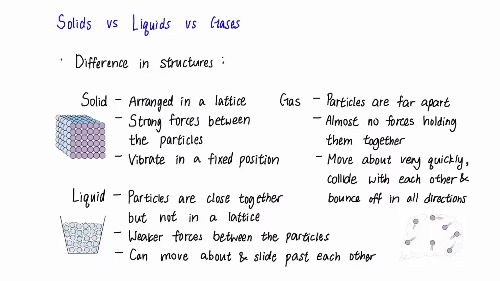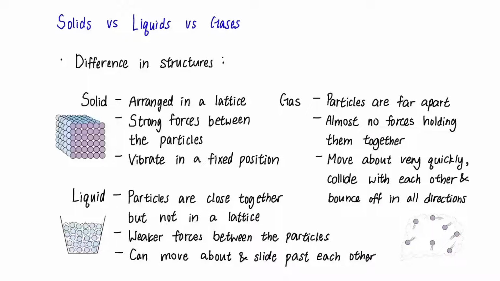Now let's study the difference in structures of solids, liquids, and gases. A solid is always arranged in a shape called a lattice. This picture here shows what a lattice looks like. They are able to stay in this position as there are strong forces between the particles. Furthermore, they do not move around but only vibrate in a fixed position.